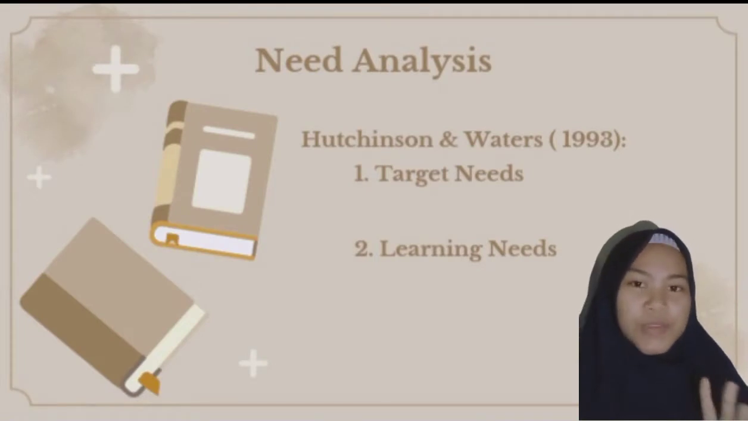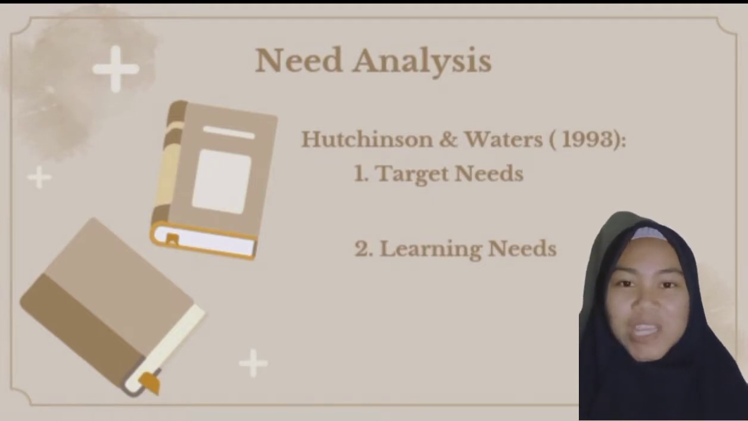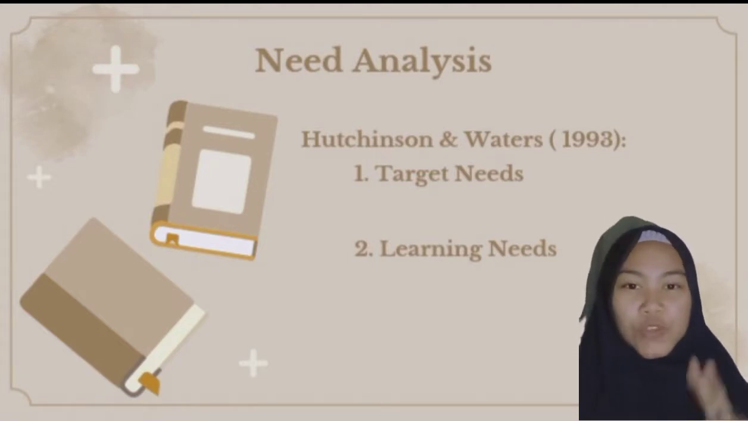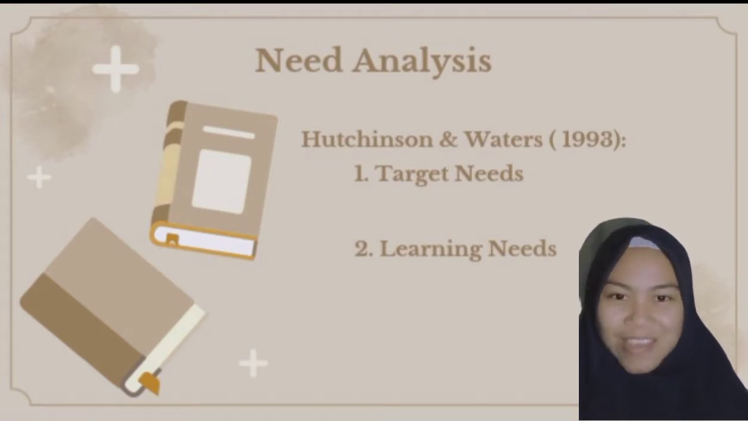The third material is about need analysis. According to Hutchinson and Waters in 1993, need analysis consists of two things. The first is target needs and the second is learning needs. The target needs deal with what learners need to do in the target situation, and learning needs refer to what knowledge and abilities learners will need in the target situation.